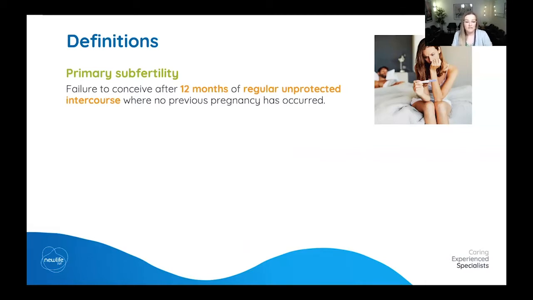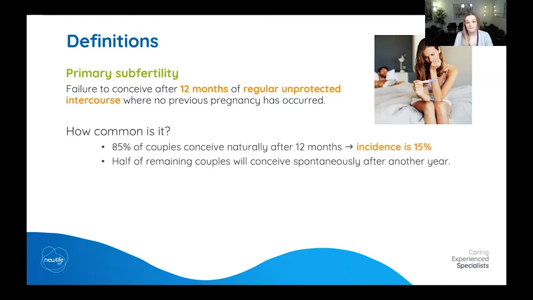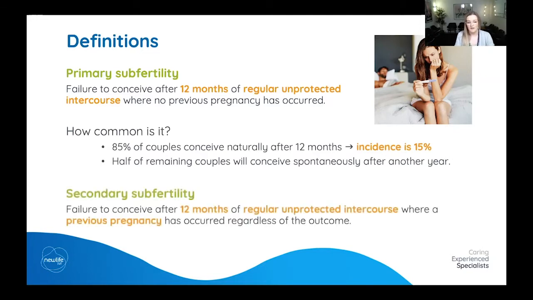So looking at primary subfertility, which we define as failure to conceive after 12 months of regular unprotected intercourse where no previous pregnancy has occurred, we see that this occurs in about 15% of patients or couples. Although it is worth mentioning that about half of these patients will actually spontaneously conceive if they continue to try naturally for a following year. Secondary subfertility is similar in that it's failure to conceive after 12 months of regular unprotected intercourse where a previous pregnancy has occurred regardless of the outcome.